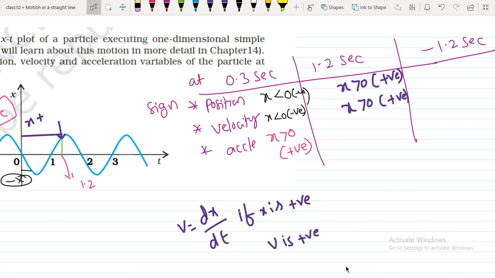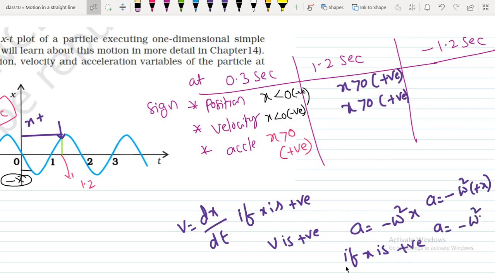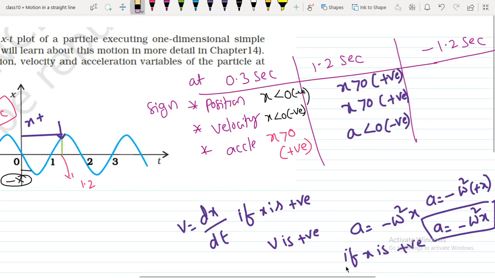What about acceleration? Acceleration a equals minus omega squared x. Therefore if x is positive, acceleration a equals minus omega squared of plus x, so acceleration equals minus omega squared x. It means acceleration is negative, less than 0. Oops, here I should mention velocity, so here also I should mention velocity.